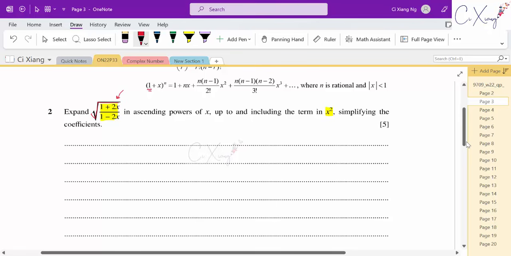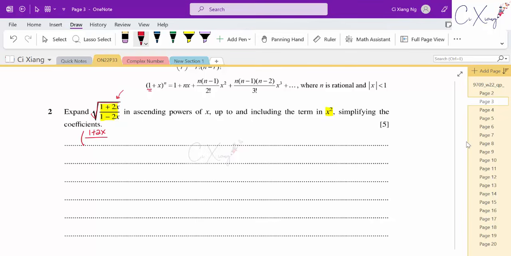Okay, so for 1 plus 2x and 1 minus 2x, I can rewrite it as 1 plus 2x divided by 1 minus 2x, and the whole thing with power half. So in a fraction with the power, you can actually separate them into the bracket with a power half on top and also the bracket with a power half at the bottom.